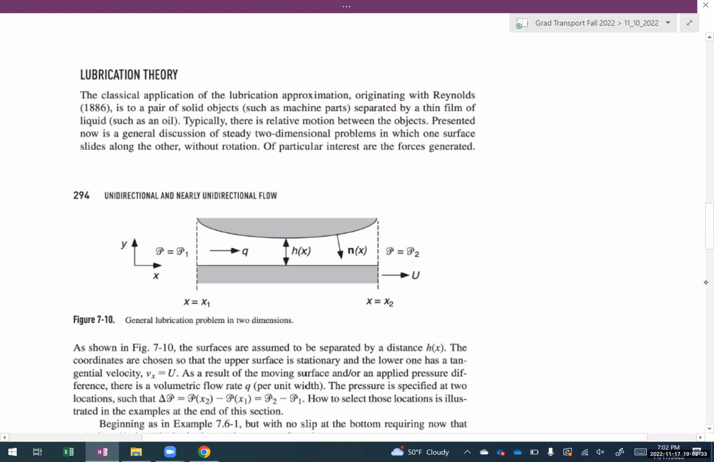Typically, as the book says, there is a relative motion between the objects. In such cases, there can be rotation on top of the fluid flow. Of particular interest in all these are the forces generated. When you have a liquid in squeeze flow, this is what is known as squeeze flow. This is a very small gap through which the liquid is flowing. When you're trying to pump liquids, the liquid also exerts a force on the top surface. So it is of our interest to figure out what this force is. The question is, how do you calculate that?